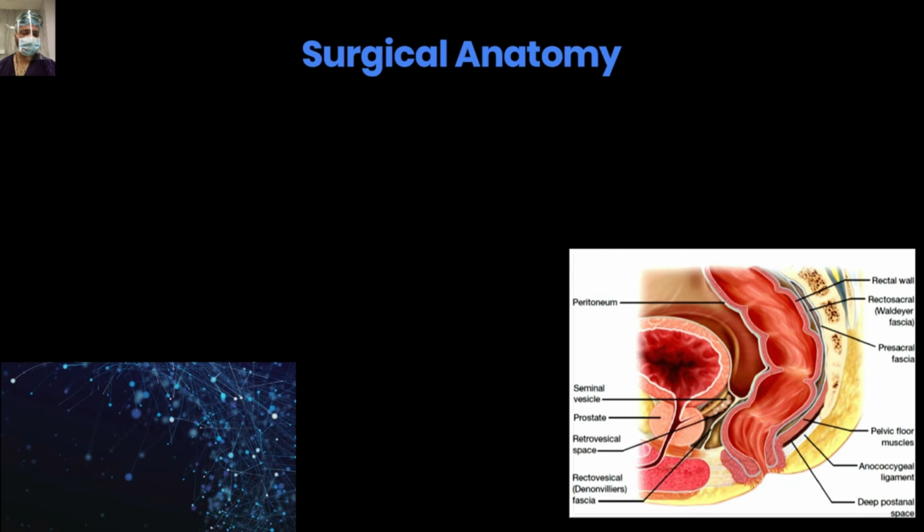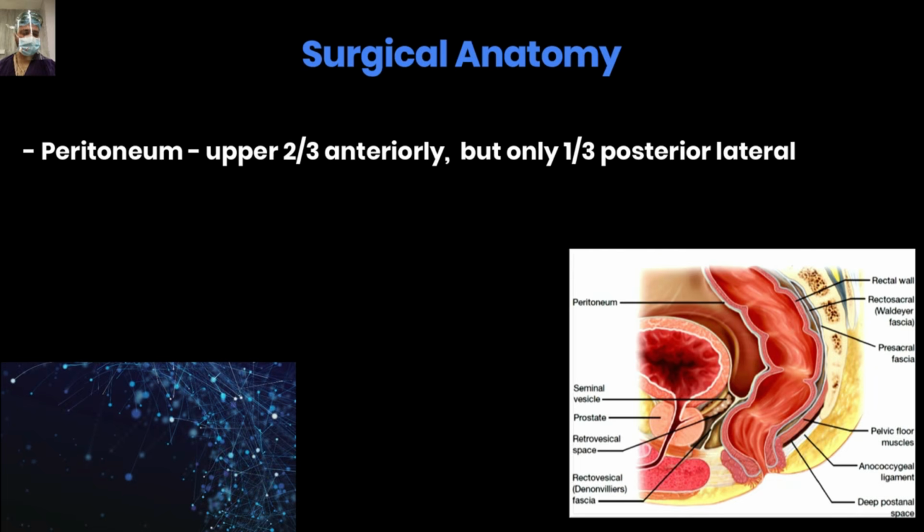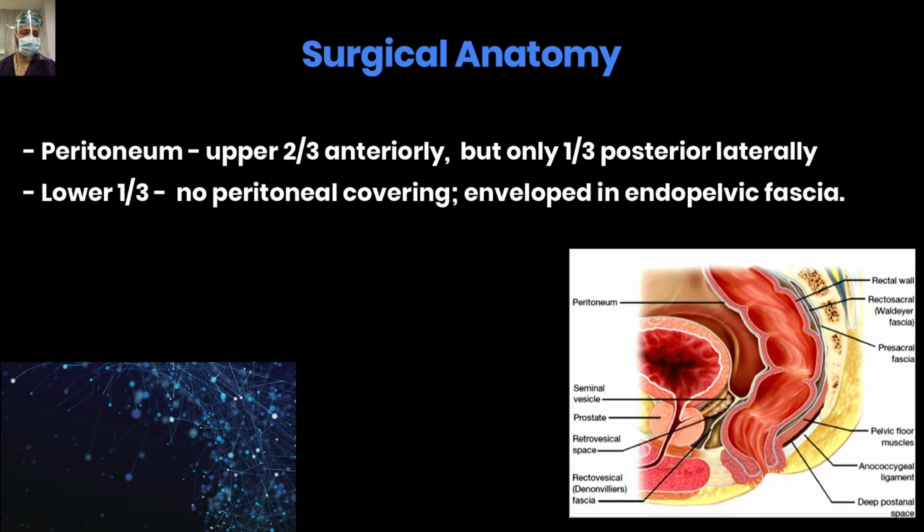So we will discuss briefly the surgical anatomy, which will be relevant to our APR and ELAPE part. So the peritoneum, in the case of the rectum, is another structure which is partially intraperitoneal. The peritoneum covers anteriorly the upper 2/3 till the pouch of Douglas, where it gets reflected, and only 1/3 posteriorly. So it is a partially intraperitoneal, partially retroperitoneal structure.